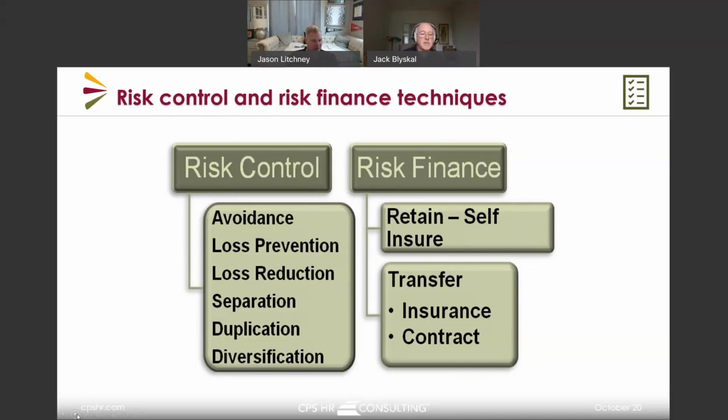Separation and duplication are things you can do, in that I'm sure all of you back up your computer information on a nightly or at least weekly basis and then have it stored off-site. That would be a risk control technique, so that if something happened, you would have the information you could bring back. We will be talking about risk finance. Most of you probably have some self-insured retentions, which is the top part of that. And we'll talk a little bit about transferring. Many of you are in pools. Pools are kind of like insurance, but not quite. It's kind of a hybrid between retaining and insurance, and I'll address that in a little bit.